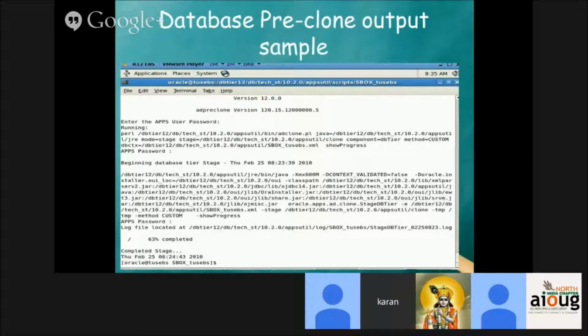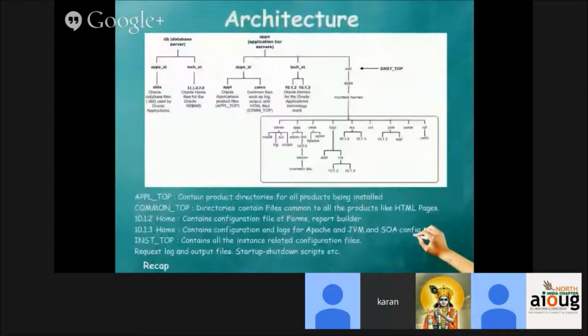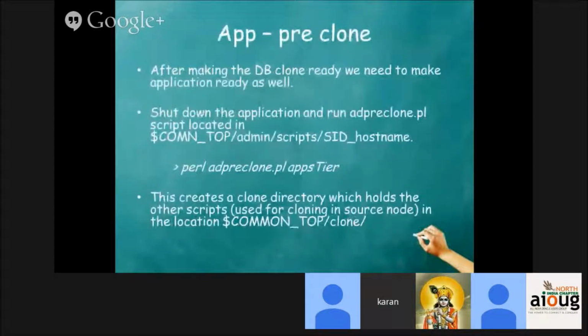Moving on, once the database pre-clone is done, our database is now ready to be cloned. We need to perform a similar activity on the application part, which consists of the various steps which I had shown before, the application tier server part. So we need to run a similar script on the application as well to make the application also clone ready.